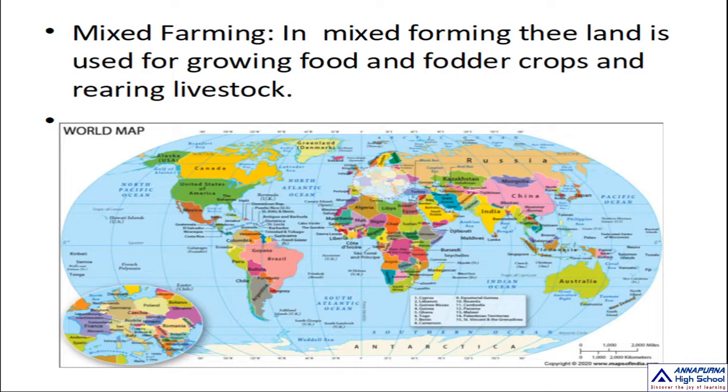Children, I already explained temperate grasslands. The grasslands are divided into two types: tropical grasslands and temperate grasslands. Temperate grasslands are called prairies in North America, pampas in South America, steppes in Russia, veld in Africa, and downs in Australia. These are the names of the temperate grasslands in the world. In the temperate grasslands of North America, Europe, and Asia, commercial farming is mostly done by the farmers.